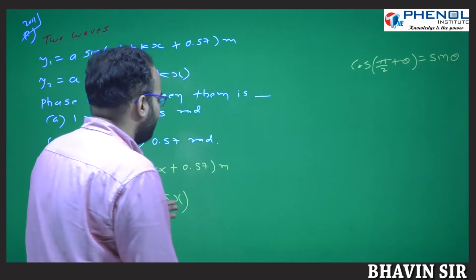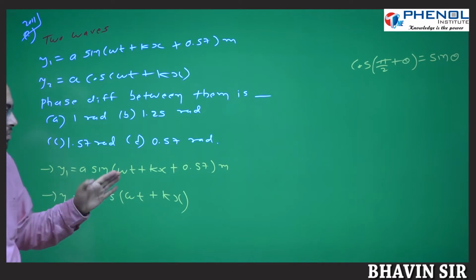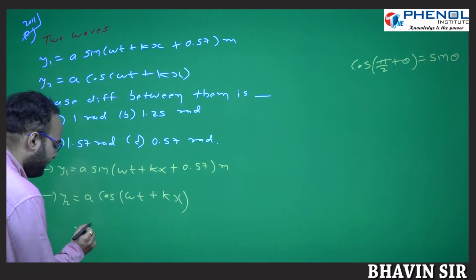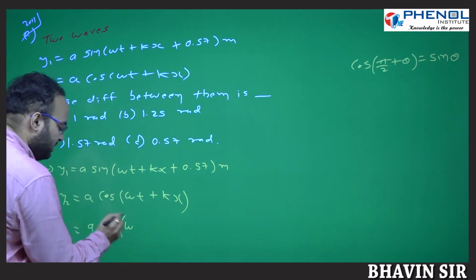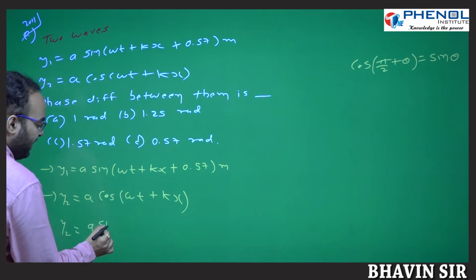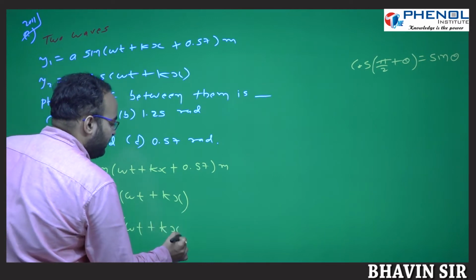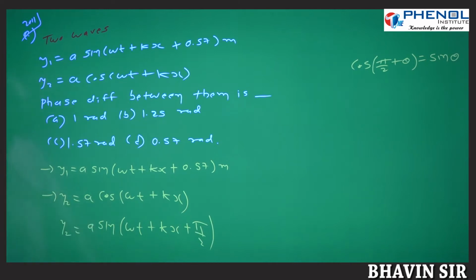Chalo, why do we use plus? Because if we take minus, then omega t will become minus. So always take plus. Okay, we discussed this. So what do you have to do? Just take A cos and convert it into sine. So A sine (omega t plus kx plus pi by 2). So the cos function is converted into sine.